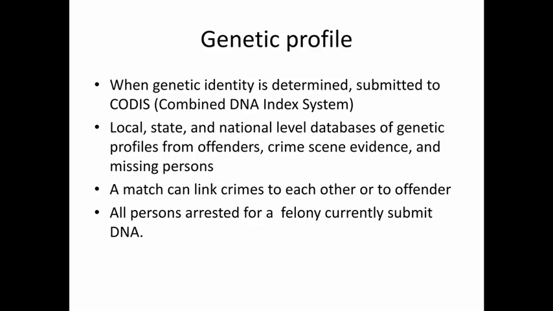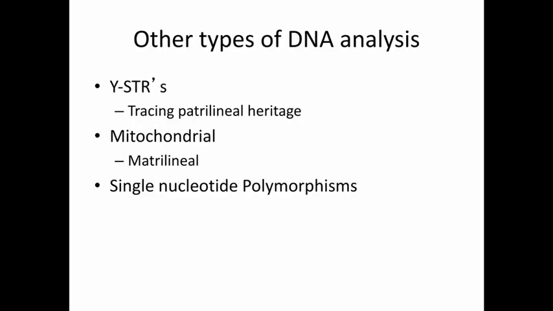Now, there are other types of DNA analysis that are done with different types of polymorphisms. You can have short tandem repeats on the Y chromosome, and those are good for tracing patrilineal heritage, and this is something that's done by 23andMe. You can choose to trace your maternal ancestry, or you can choose to trace your paternal ancestry. If you're choosing maternal ancestry, 23andMe will use mitochondrial polymorphisms, and if you're trying to trace your paternal history, they will use the short tandem repeats found on the Y chromosome.